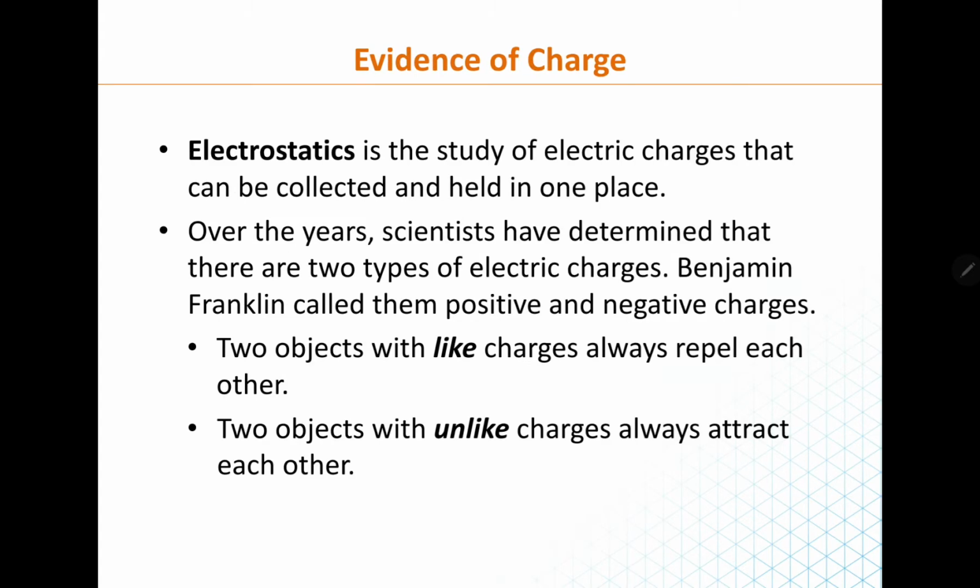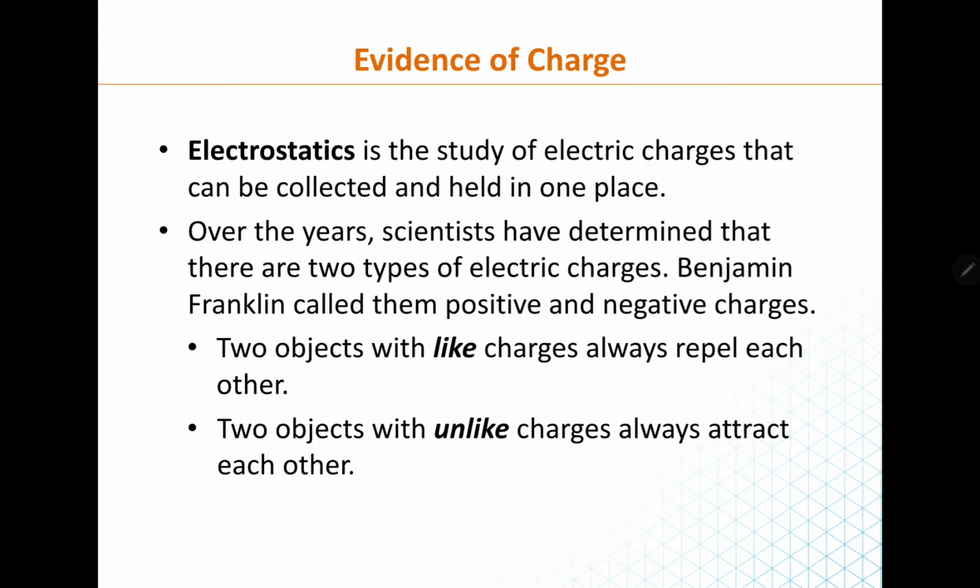Every word in physics that we study, we should put a definition for it. So today, because we are studying electrostatics, we should put a definition for electrostatics. The definition is: electrostatics is the study of electric charges that can be collected and held in one place.